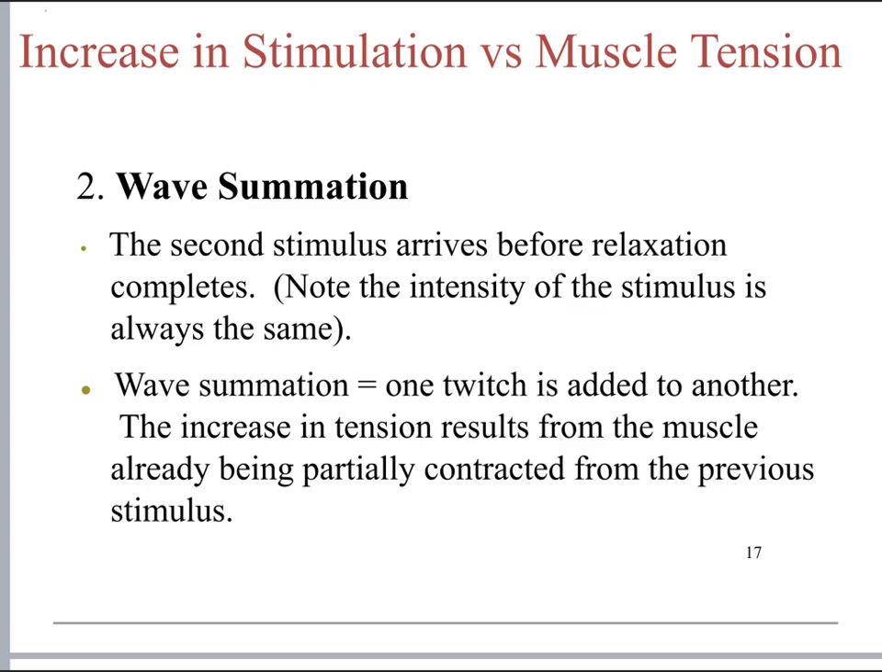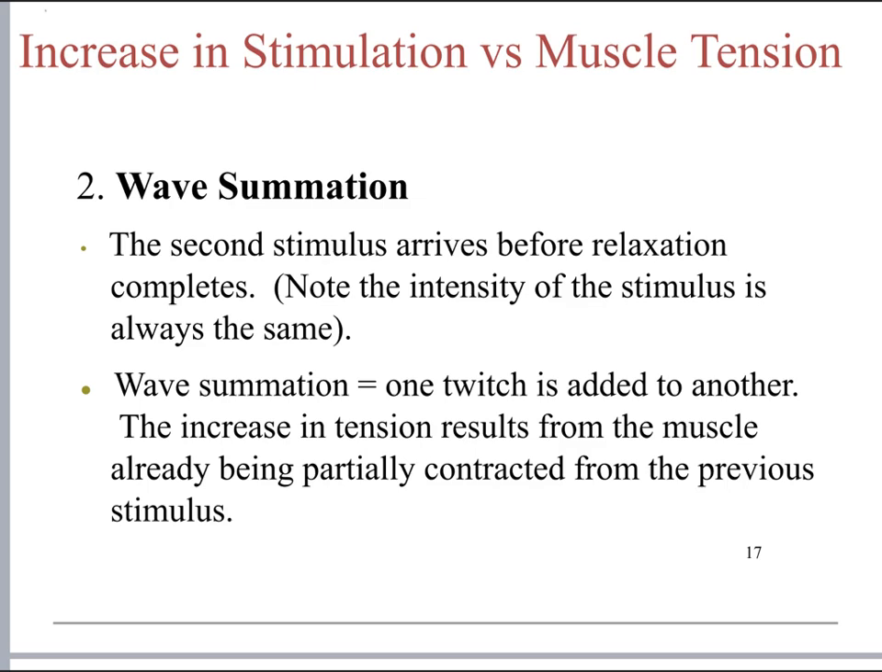Number 2 is wave summation. So now here's that scenario. We need to get more tension. The second stimulus arrives before relaxation completes. So on that come down on that graph, before it is allowed to go to baseline, we hit another stimulus. Note that the intensity of the stimulus is always the same.